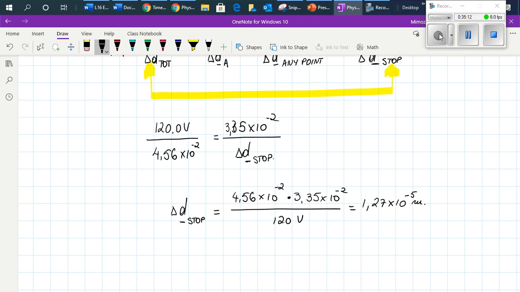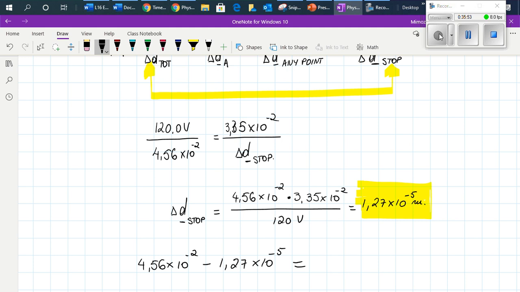Now you have to be careful about what the question is asking you. It is asking how far the electron is traveling, or where it is stopping from the negative plate. If the question is asking where it is stopping from the negative plate, it will be this value here. And if they are asking how far the electron is traveling, then you take 4.56 times 10 to the power of negative 2, the distance between the two plates, minus 1.27 times 10 to the power of negative 5.